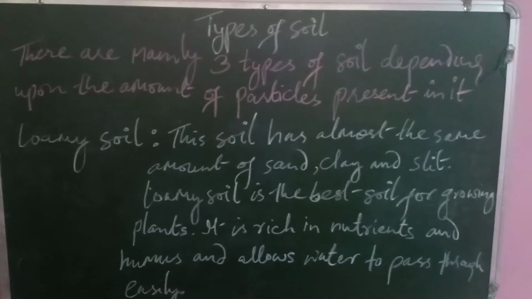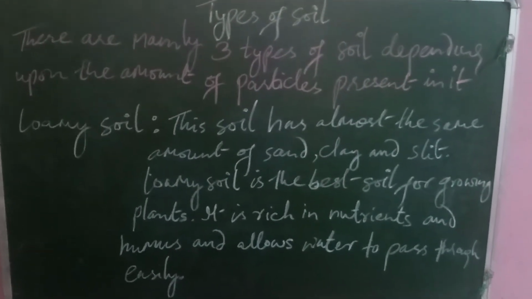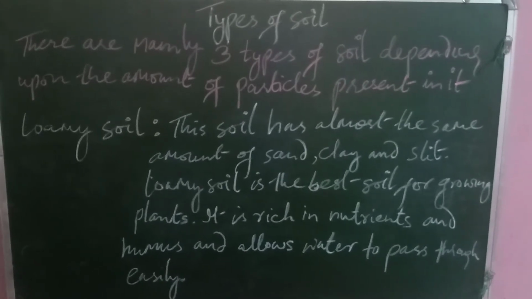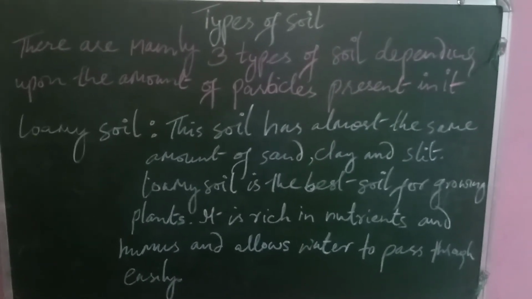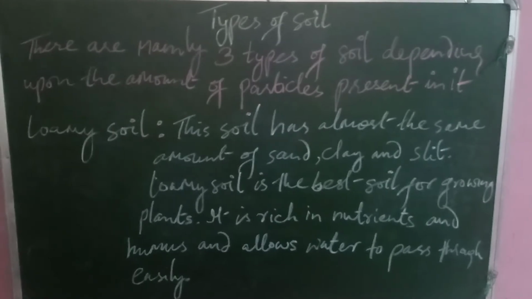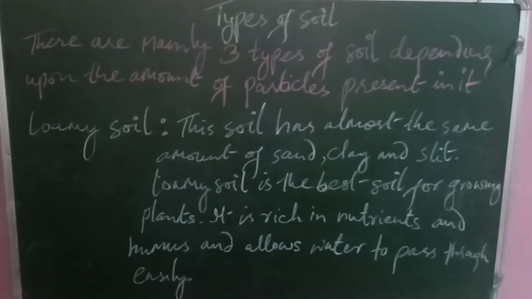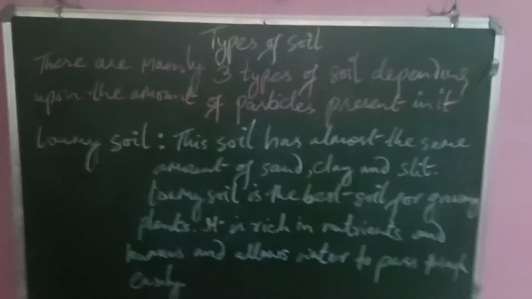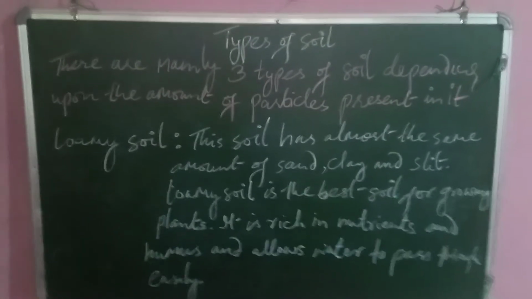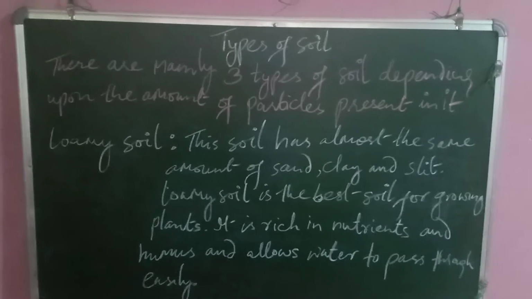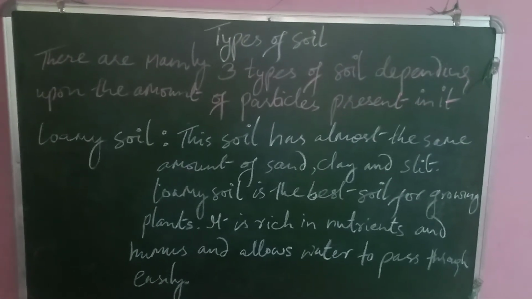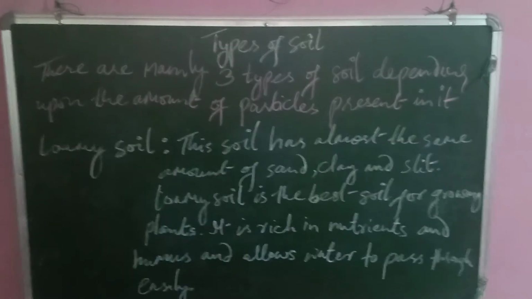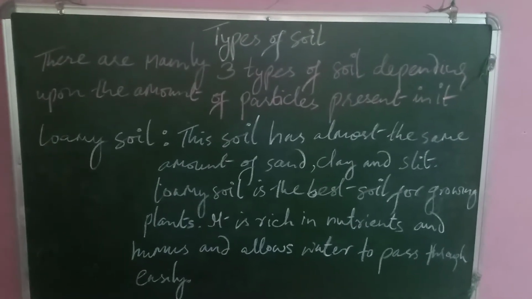This soil has almost the same amount of sand, clay and silt. Loamy soil is the best soil for growing plants. It is rich in nutrients and humus and allows water to pass through easily. So among these three types of soil, the loamy soil is the best one to grow any kind of plant, and it is also rich in nutrients and allows water to pass through easily.